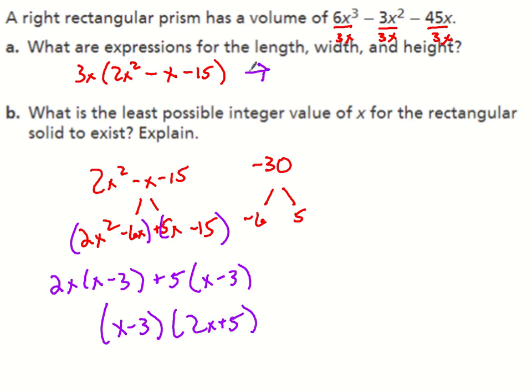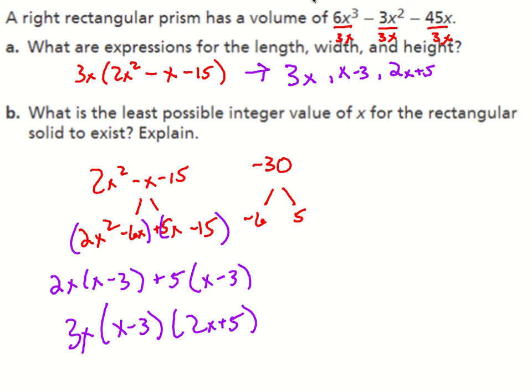So my expressions for the length, width, and the height are 3x, x minus 3, and 2x plus 5. So those are my 3 dimensions, because don't forget about that 3x that we took out in the beginning.